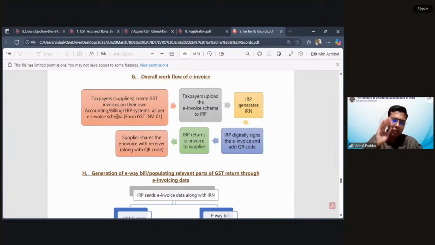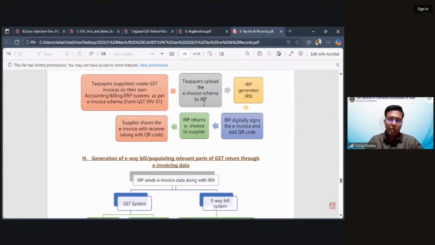It is done by your own software, whatever you are following. Now, the details, you have to ensure that it covers all the details of e-invoice, which is generally there in any proper invoice. Now, you have to upload the details in the e-invoice schema on the invoice registration portal.